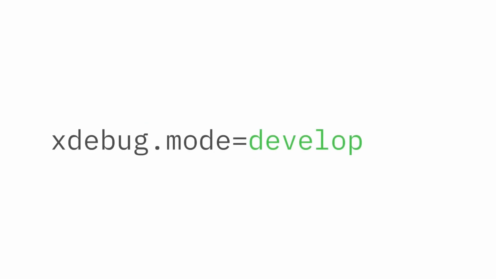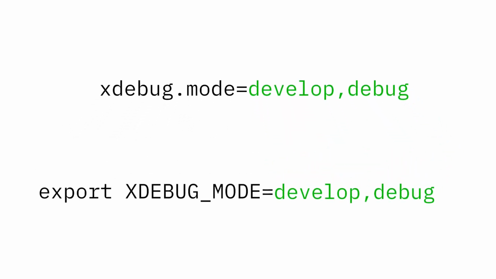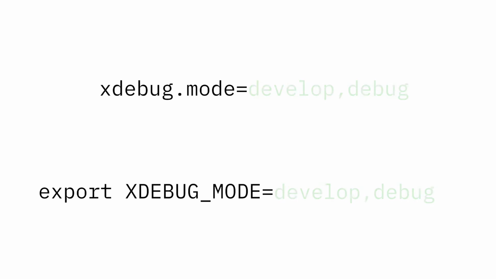In most cases, you would only want to configure one single mode for Xdebug. It is, however, possible to configure multiple modes at the same time by using comma-separated values for either the php.ini setting or the XDEBUG_MODE environment variable. In most cases this makes no sense because you don't really want to have the debug mode on as well as the profiling mode, but in some other cases it makes sense to configure the develop mode with, for example, debug or tracing.